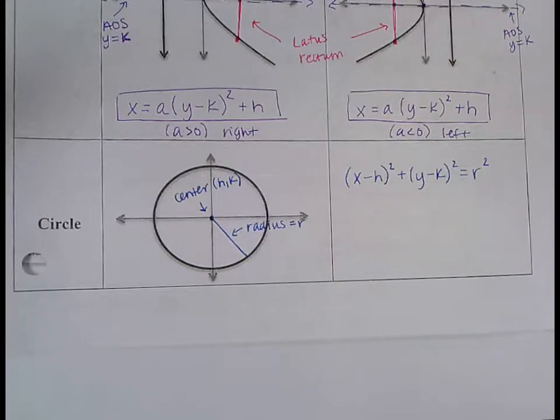So look at all the characteristics that parabolas have. Circles have too. You need to know the center and you need to know the radius in order to write an equation of a circle. You can be given other pieces of information to then find the center and the radius. Okay, but that's all we have to fill in for circles.